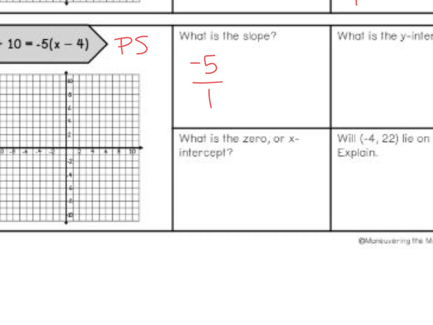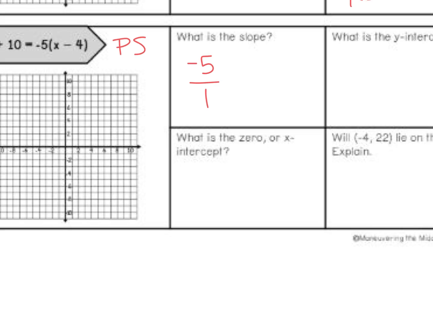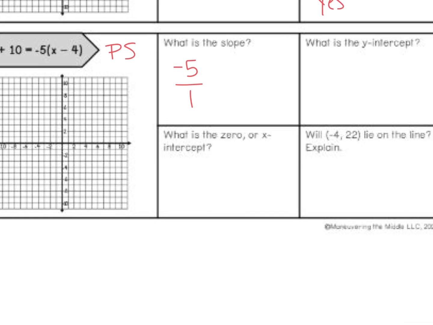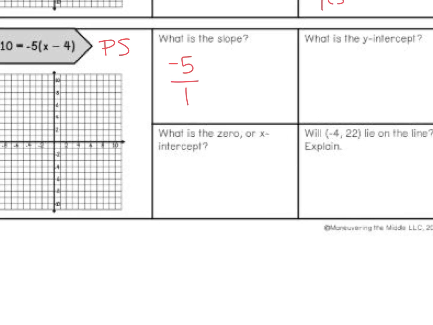So this graph is going to go which direction? Down. Can we see what the y-intercept or the 0 or if -4, 22 is on the line? Can we do any of those? Not yet. What would we need to do? We're going to have to solve it. How are we going to do that?